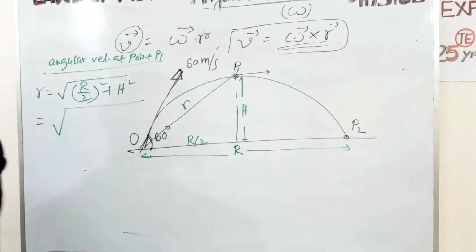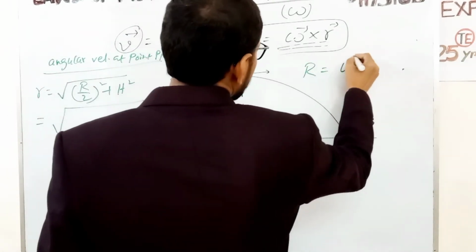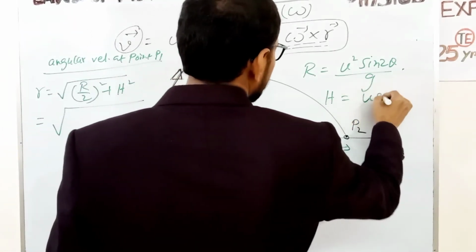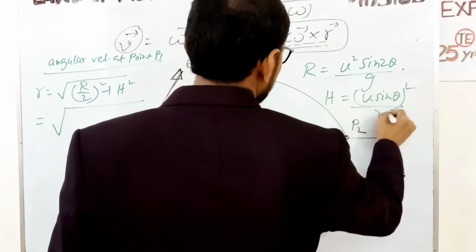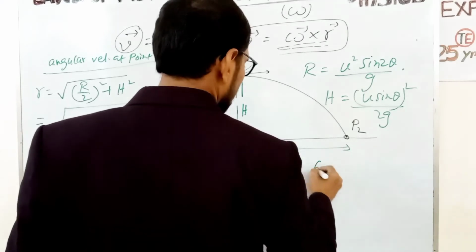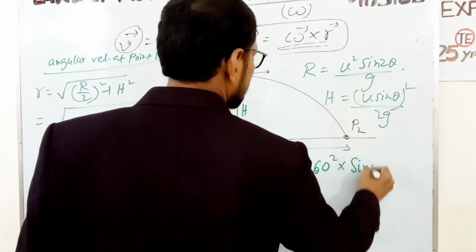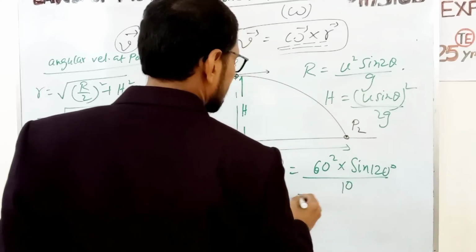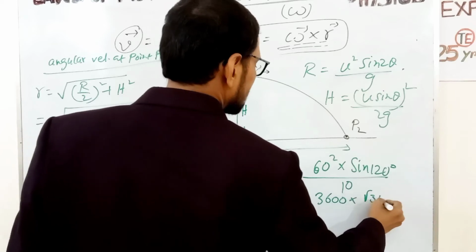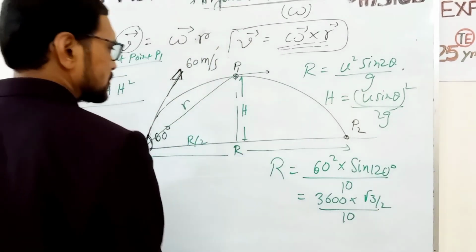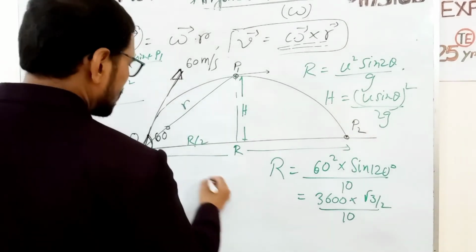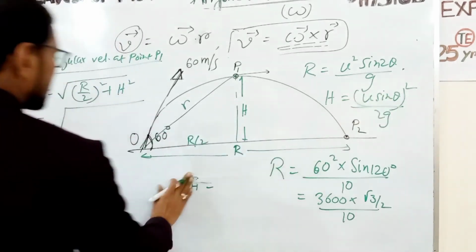What is r? Range, you know the formula of range, u square sin 2 theta by g. This is the range, and maximum height h equal to u sin theta whole square by 2g. So put here, range equal to u square, that means 60 square sin 2 theta, sin 120 by g, 10. That is sin 120 is equal to sin 180 minus 60, root 3 by 2, g is 10. So this, now r square by 4 and h equal to, put here, you get it.